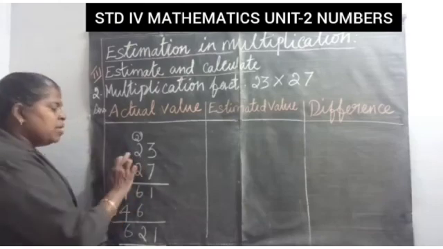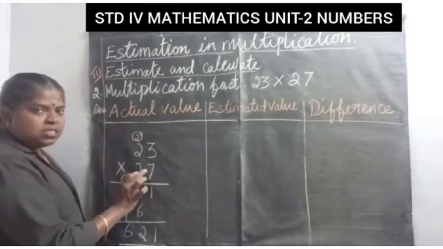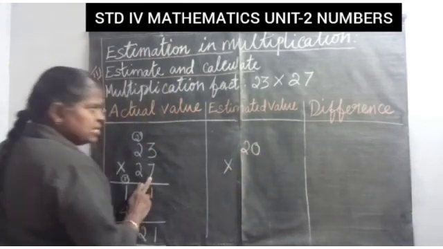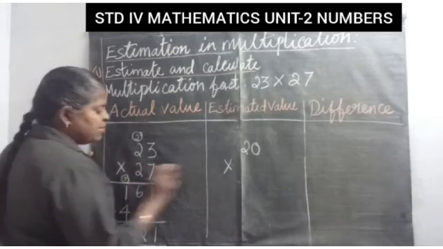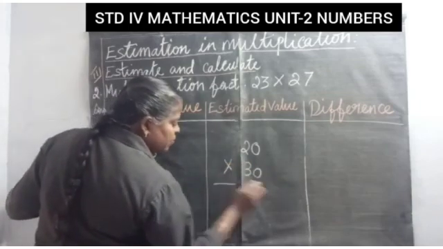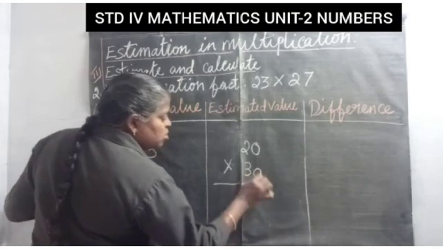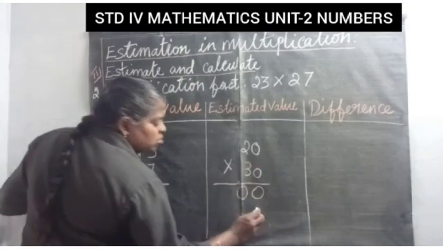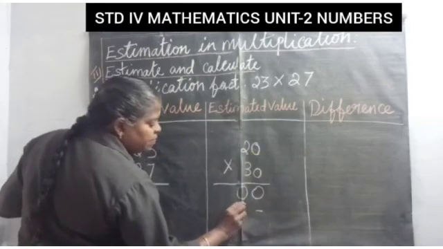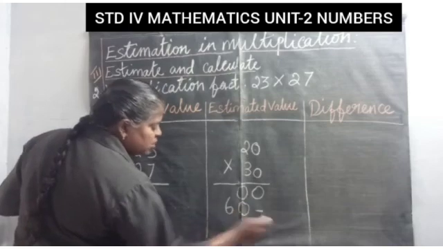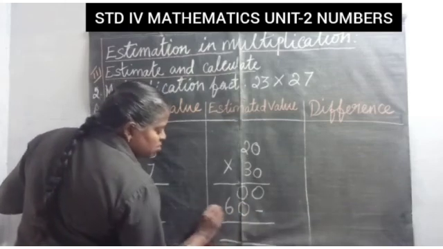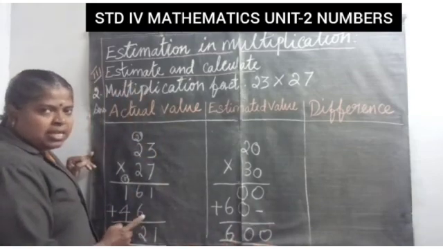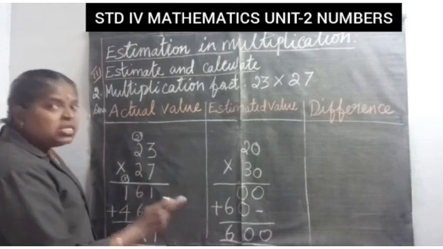Then the estimated value. The rounded value of 23 is 20, and the rounded value of 27 is 30. So 0 twos are 0. Leave the space. 3 zeros are 0. 3 twos are 6. 0, 0, 6. 20 into 30 is 600.